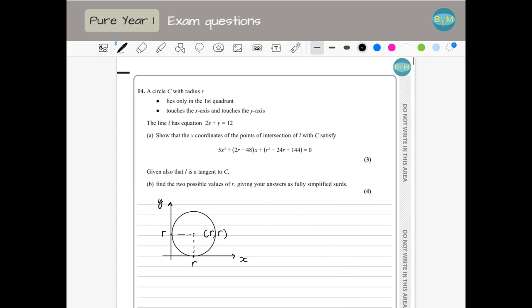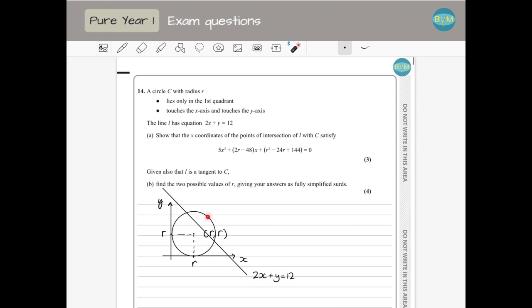So, the line L has equation 2x plus y equals 12. It's a line with negative gradient. It says that the x coordinates of the points of intersection of L with C satisfy this equation. So we have to find the intersection between this line, whose equation we know, and the circle.